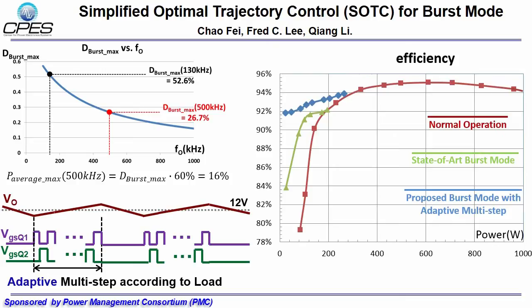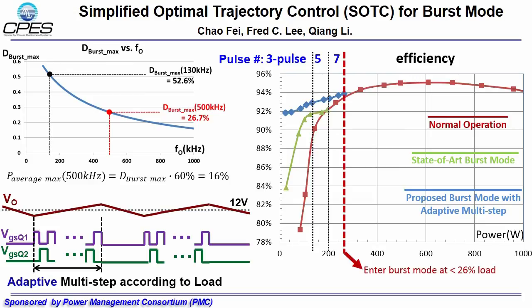This is an efficiency curve. State-of-the-art burst mode has some improvement over normal operation, and the proposed optimized burst mode can further increase the efficiency. With the 3-pulse pattern, burst mode range is quite limited. We can use 5-pulse or 7-pulse to increase burst operation range until the burst mode efficiency curve touches the normal operation efficiency curve.